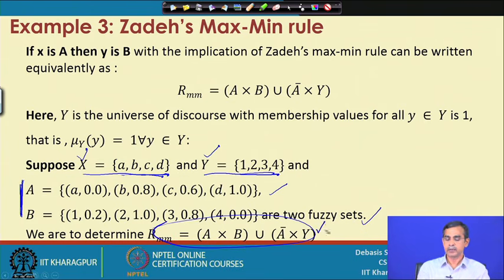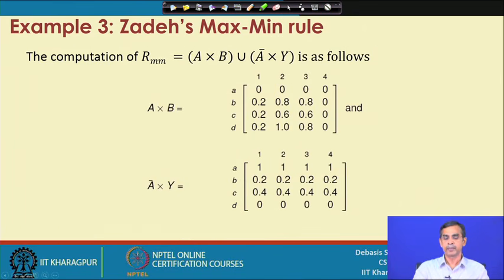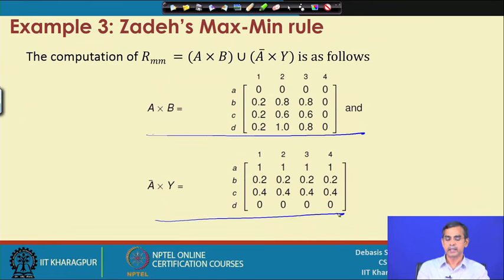So, we want to calculate this one. Now, let us see how this value can be calculated. The idea is very simple: we have to calculate first A cross B and then A cross Y, and then take the union. So, the relation matrix can be calculated. Now, here is an idea about the detailed calculation, so that we can understand it. Given the two fuzzy sets A and B, you can check that A cross B gives this one and A cross Y takes this form.